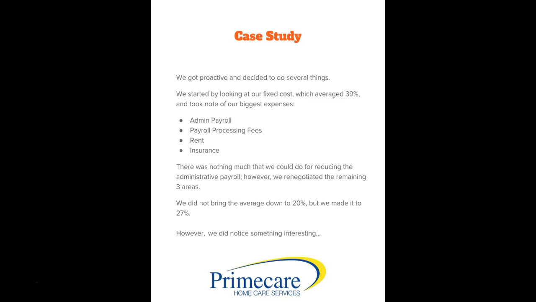We got proactive and decided to do several things. We started by looking at our fixed costs, which averaged 39%, and took note of our biggest expenses. As you see, admin payroll, payroll processing fees, rent, and insurance. There was nothing much that we could do for reducing the administrative payroll. However, we renegotiated the remaining 3 areas. We did not bring the average down to 20%, but we made it to 27%. However, we did notice something interesting.